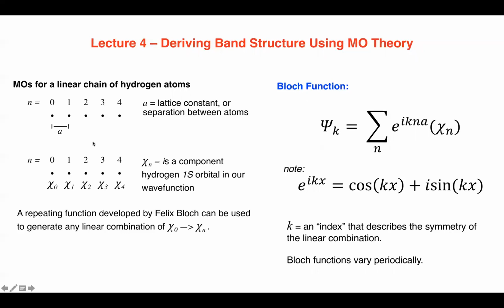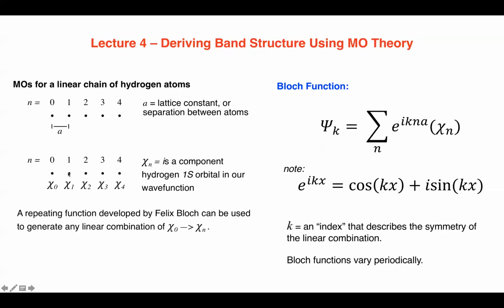So let's talk about a linear chain of hydrogen atoms. You could think about a linear chain of p orbitals that are of pi symmetry if you wanted. I've just drawn out 5 different hydrogen atoms here, and I've given each one of them a number: hydrogen 0, 1, 2, 3, 4. And then I've defined a spacing between those atoms as a here. And you should think about each one of those atoms as having a hydrogen 1s orbital wave function, which is labeled here as chi n.